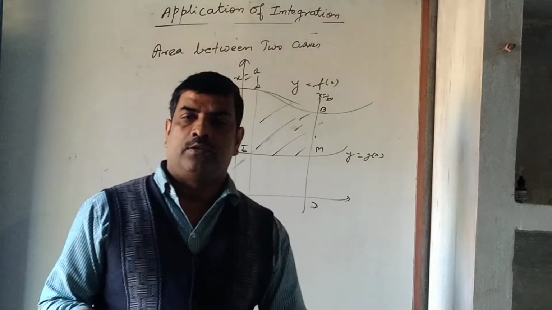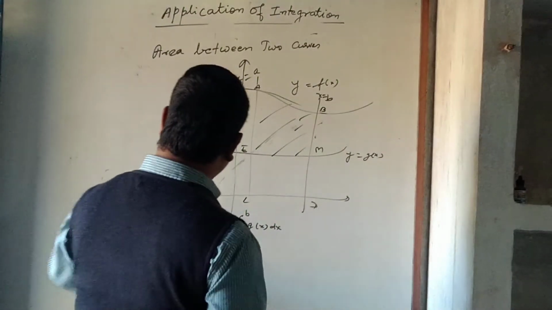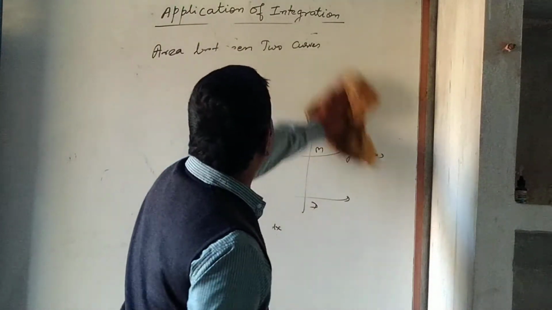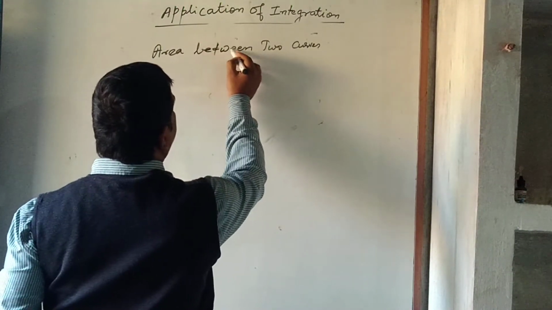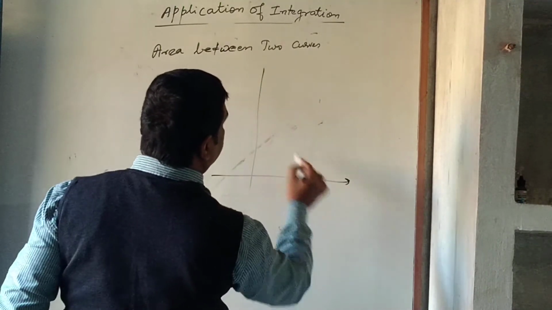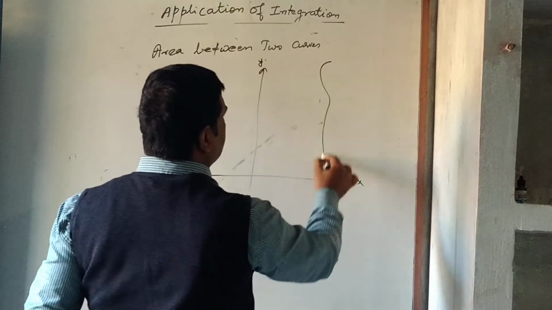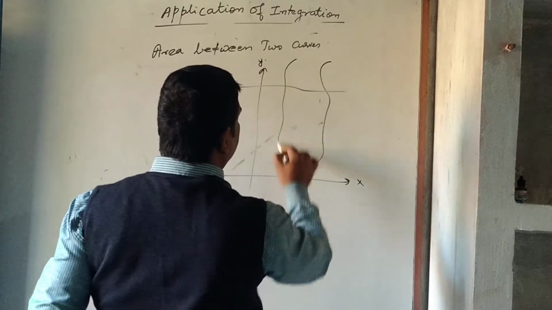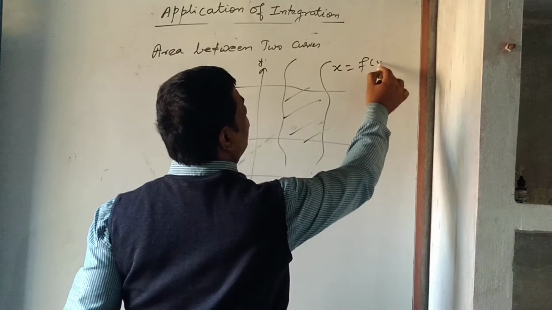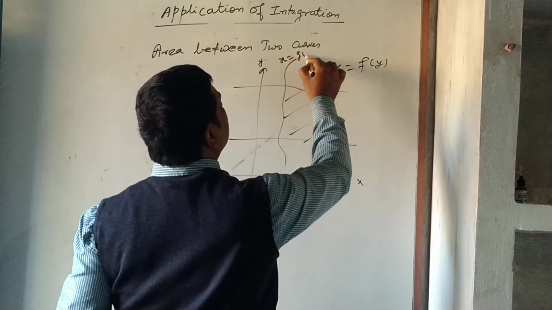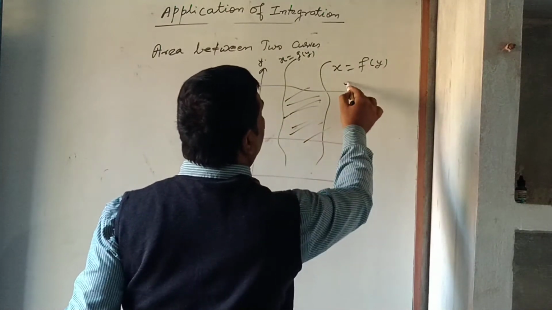Similarly, how to find the area between the two curves if it is a line along the y-axis? So the same can be done. This is the x-axis, y-axis, and our curve is lying along this. We want to find out this area. This is x equal to f(y) and here x equal to g(y). Between these two curves, this area is enclosed from y equal to c to y equal to d.